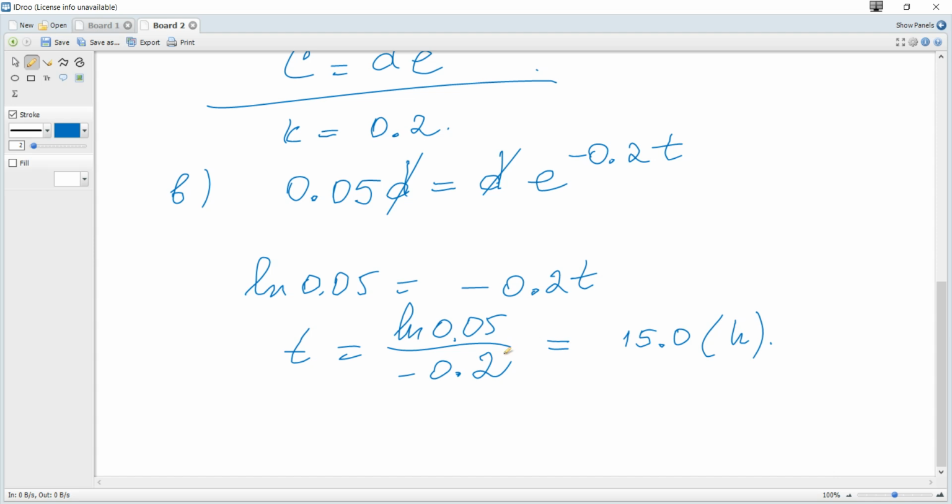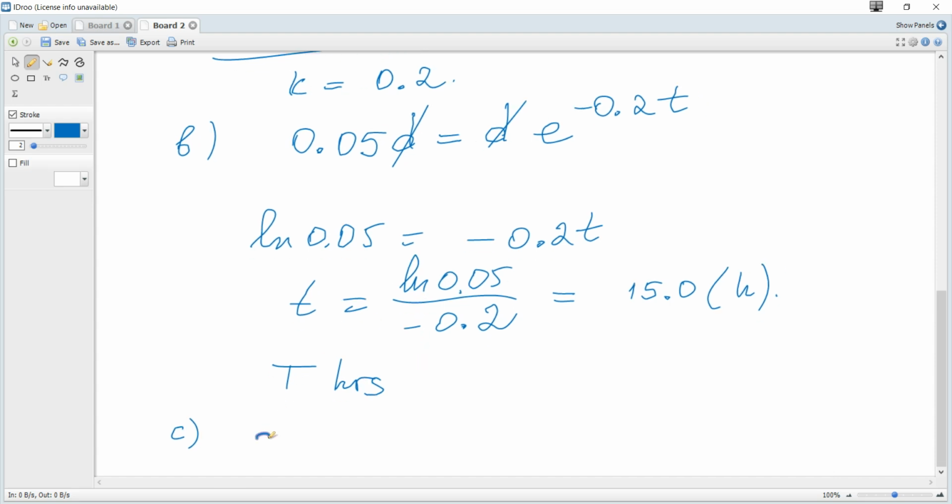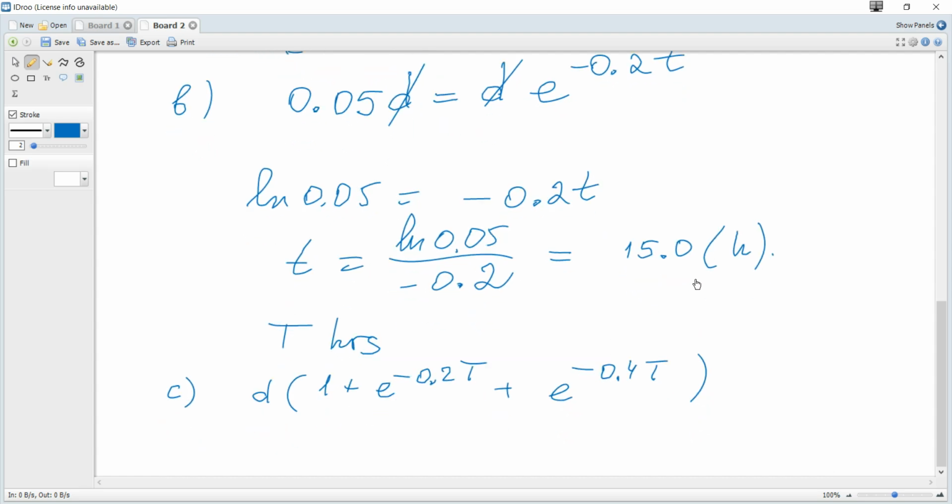Next, the drug is to be given every T hours, and in constant doses, such that the concentration of the drug is increased by an amount D. Then question C: show that the concentration of the drug is D(1 + e to the negative 0.2T + e to the negative 0.4T) immediately after the third dose is given, 4 marks.